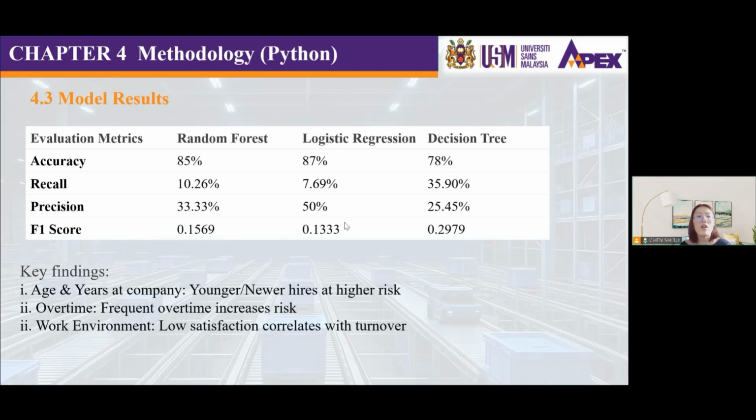And we find out that for age and years at the company, younger and newer hires are at higher risk. And for overtime, frequent overtime increases the risk. And for the work environment, low satisfaction correlates with turnover.